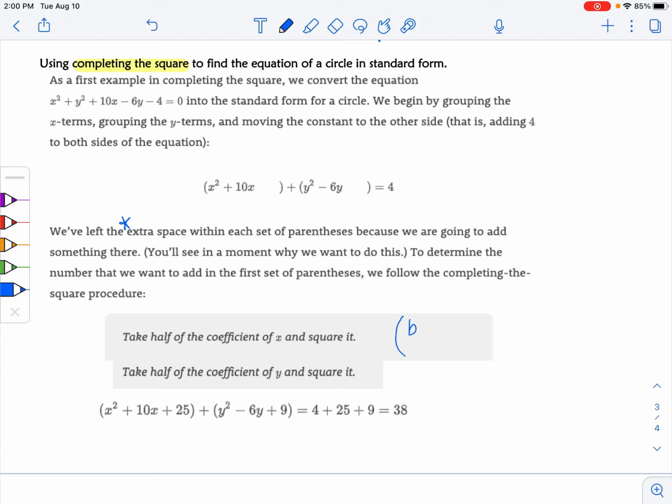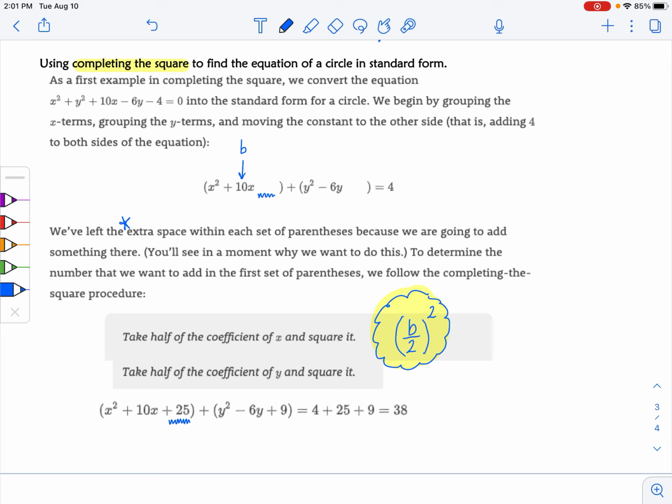The big helper, (b divided by 2) squared. When you think complete the square, this is what you think. It's so important. Well, let's jump in with this example. The b value here for my x's is 10. Well, 10 divided by 2 is 5. 5 squared is 25. So that's what goes in this gap right here.